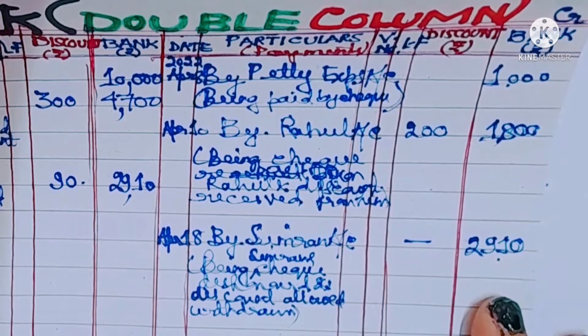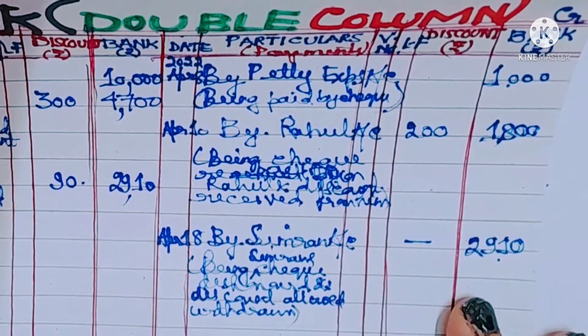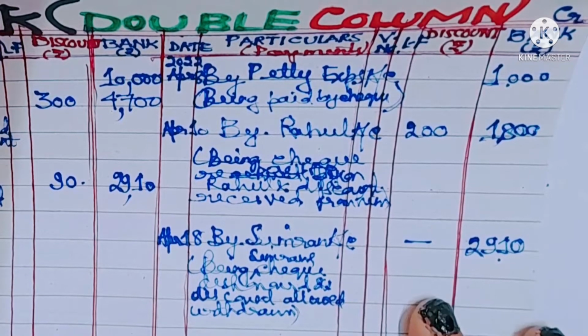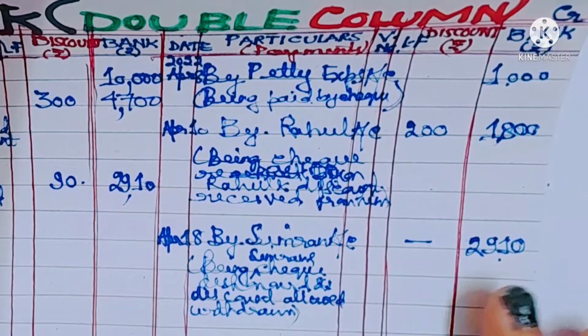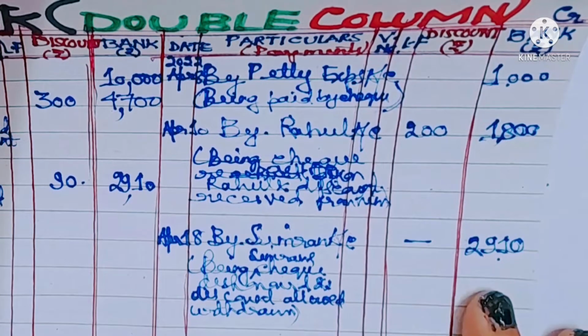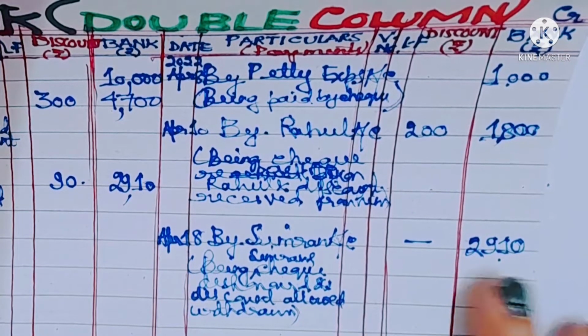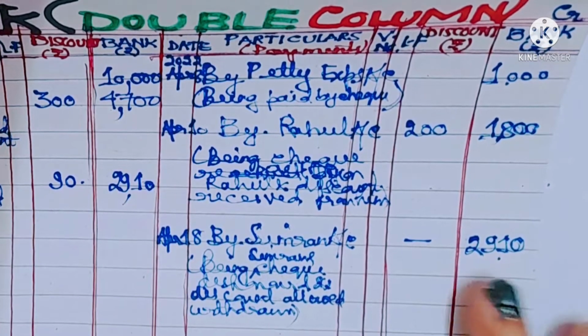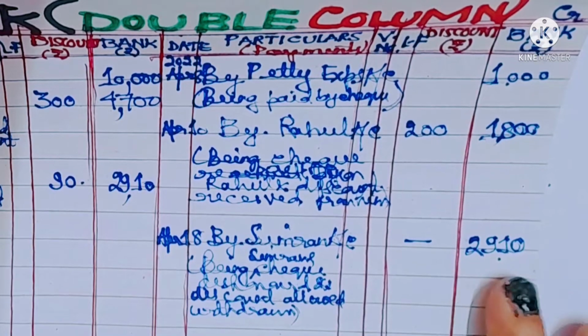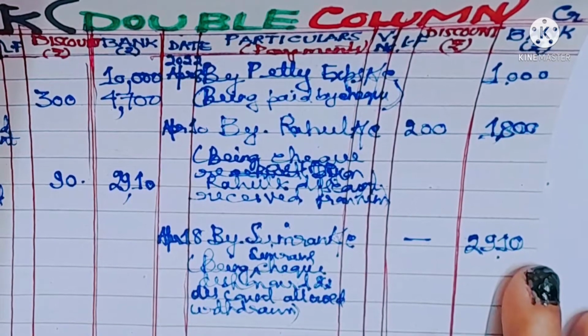According to personal account, the giver of the benefit is credit. Here, when Simran's check is dishonored, bank is the giver of the check to Simran. So bank is returning back Simran's check to her. So bank is the giver of the check. And moreover, bank balance is reduced by 2,910 rupees. Okay. Since bank is the giver of the check, bank will be credited by 2,910 rupees. Okay.